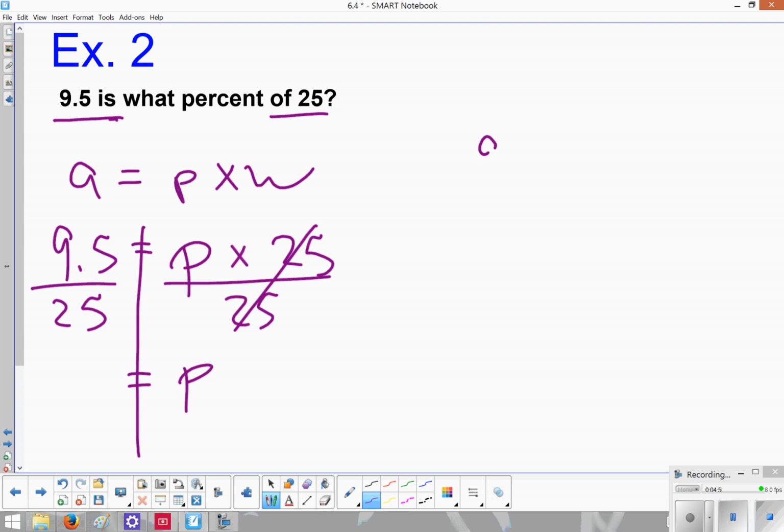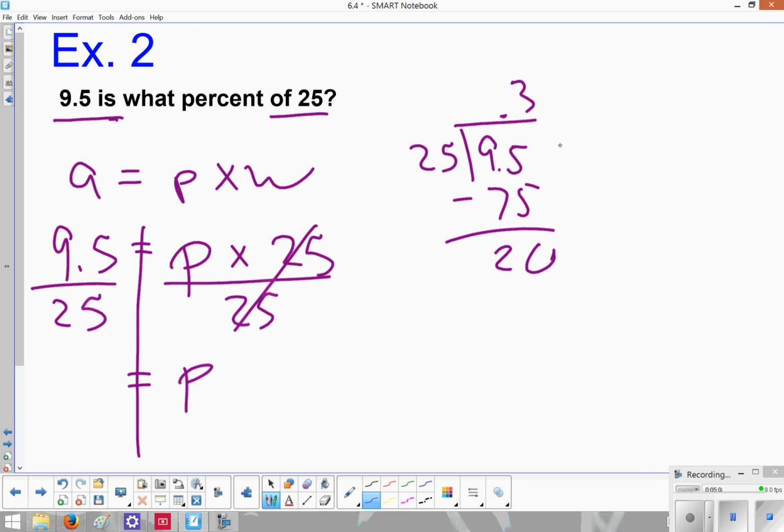So 9.5 divided by 25, that's going to be how many? Let's see, decimal on top. That's 3 times. That's 75. That's 0. That's going to be 2. Bring down my other 0 since I don't have any more numbers. That's going to be 200, and that's going to be 8. So my answer is 0.38.